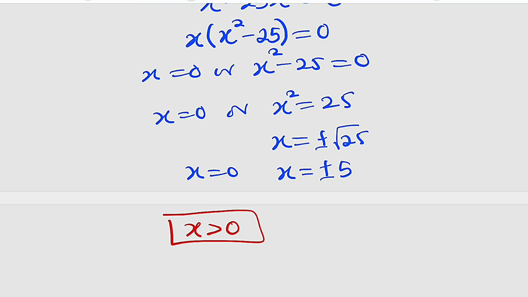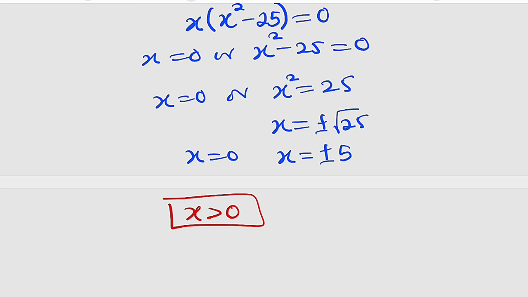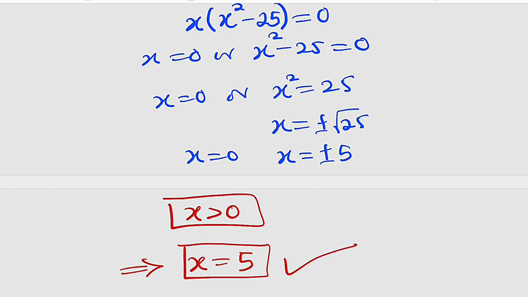Which of these three values is greater than 0? Only 5. Therefore, this implies that x equals 5. This is our solution. Now let us move on to question number 3.